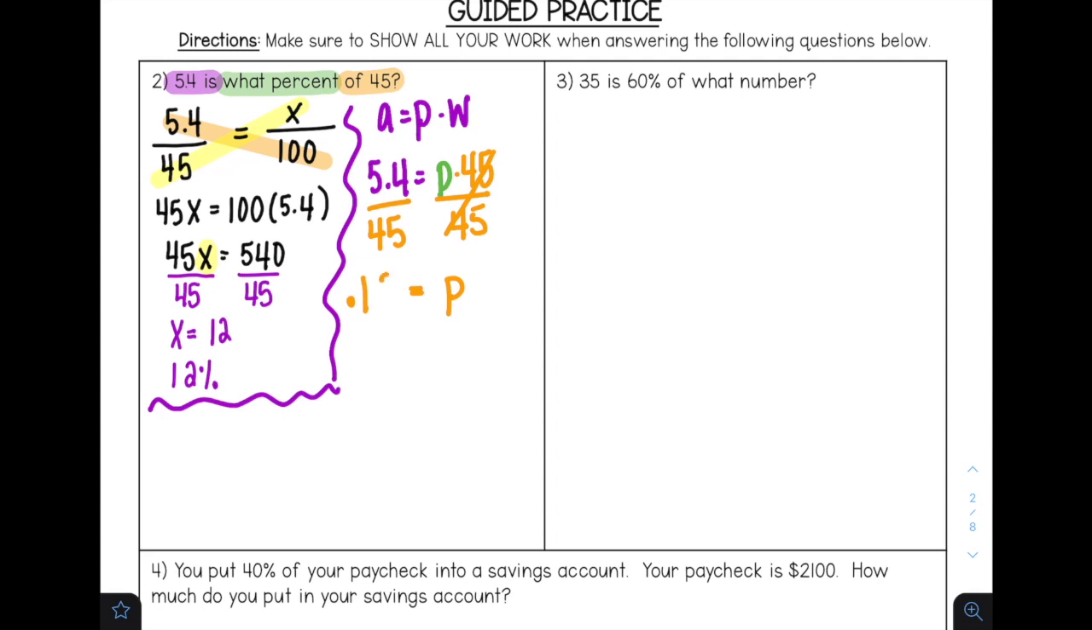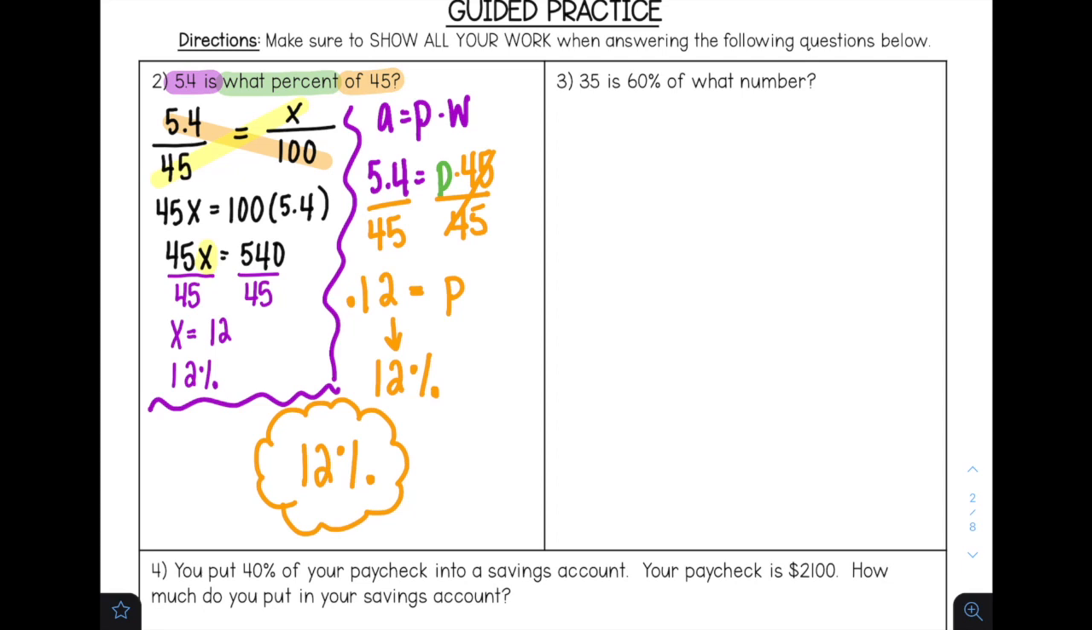0.12 on the left. Now, 0.12 is represented as a decimal, and you can then convert it into a percent, which would be 12%. So no matter what, your answer is going to be 12%. So 5.4 is 12% of 45. And you can always double check.